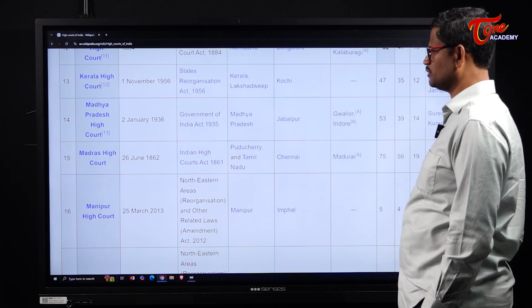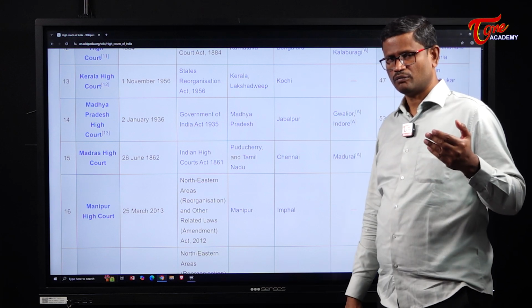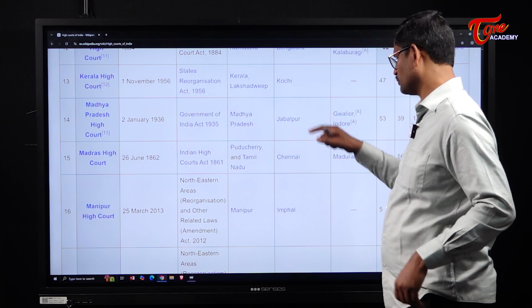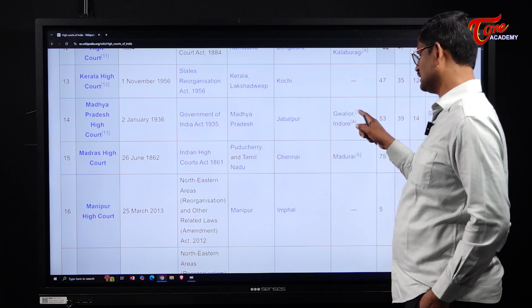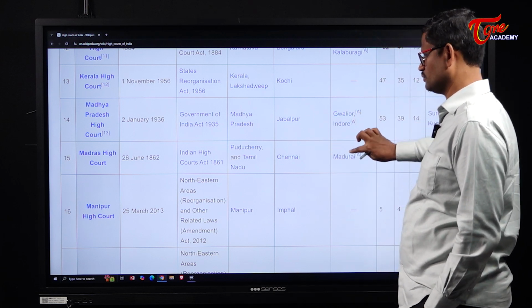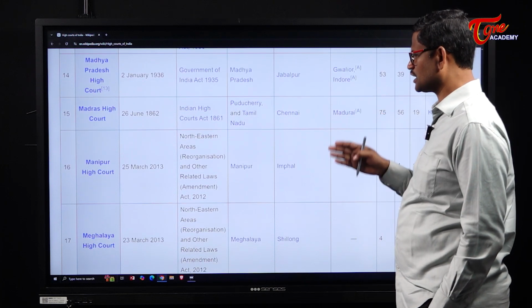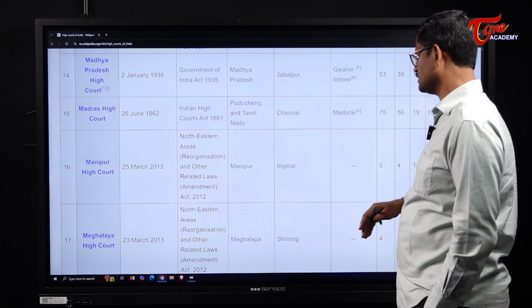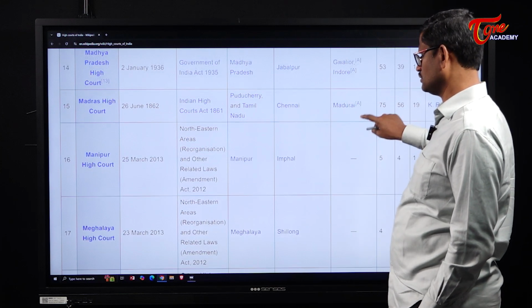The next one is Madhya Pradesh. Though the capital of Madhya Pradesh is Bhopal, the High Court is not located in Bhopal, it is located in Jabalpur, but there are two benches, one in Gwalior, the other one in Indore. Madras High Court is a common High Court for Puducherry and Tamil Nadu. The seat is located in Chennai, but there is a bench in Madurai.